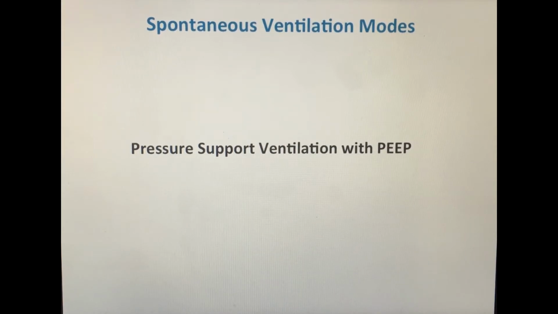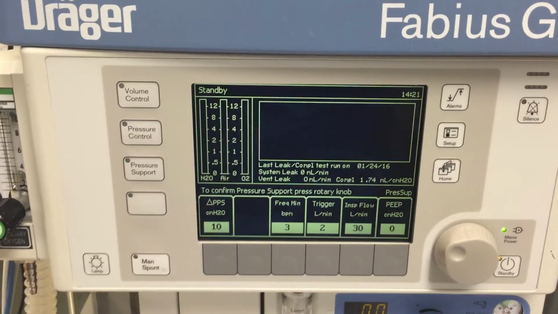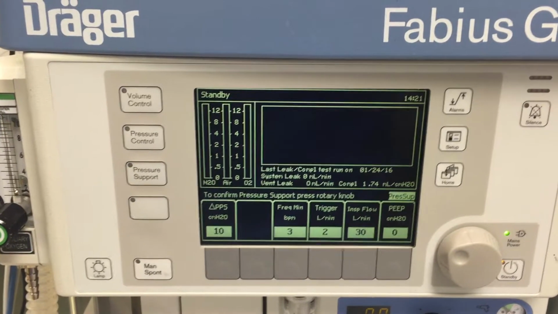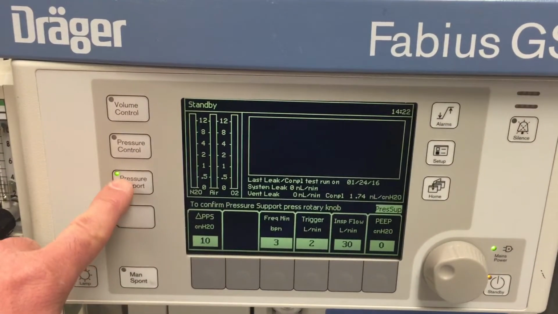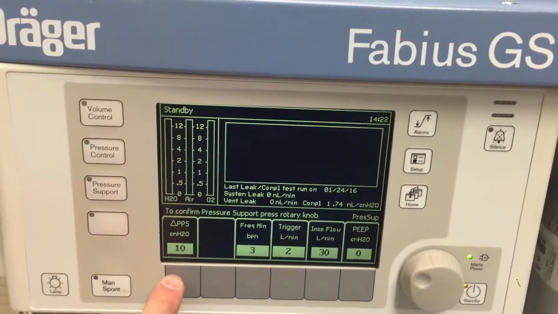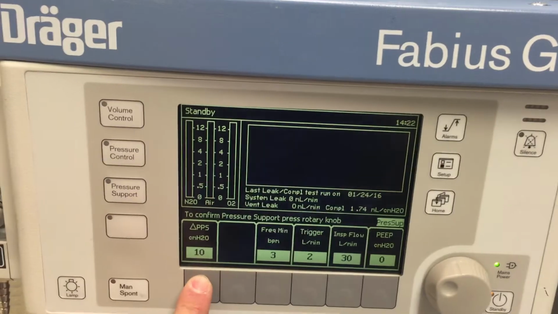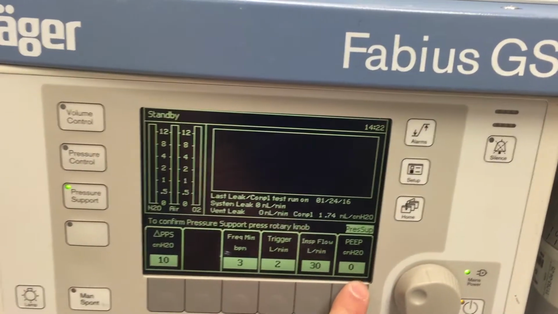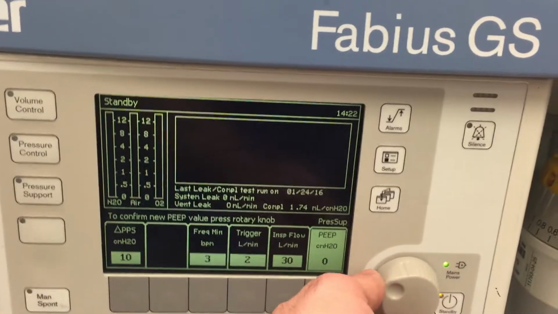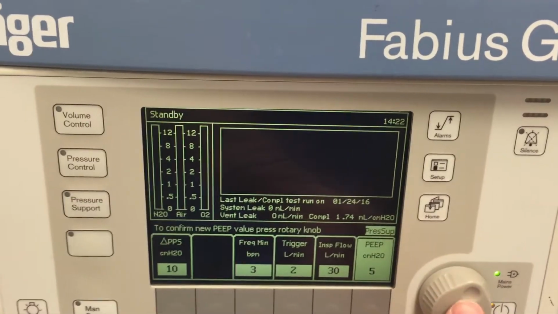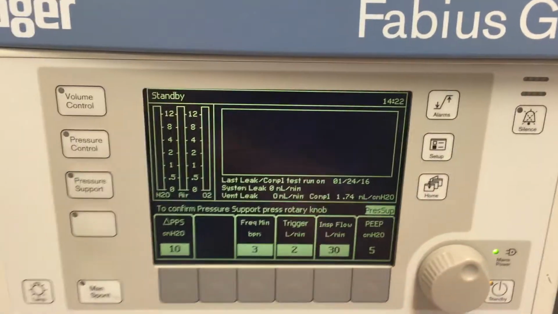Next, we'll go over pressure support ventilation with PEEP. This is also known as BiPAP. Here we're going to demonstrate pressure support ventilation with PEEP. In order to do so, we push pressure support at a pressure of 10 centimeters of water pressure. Now over here, we're going to change the PEEP. We will add 5 centimeters of water pressure PEEP.